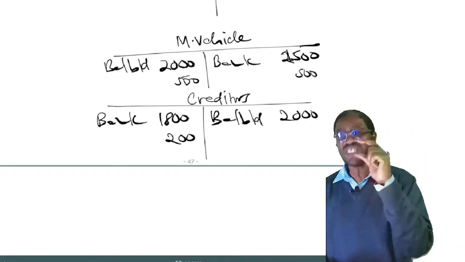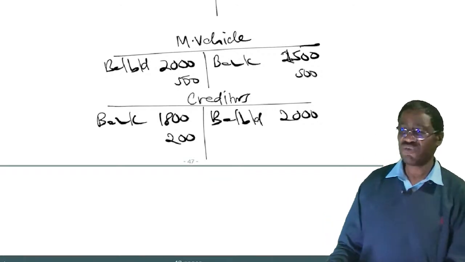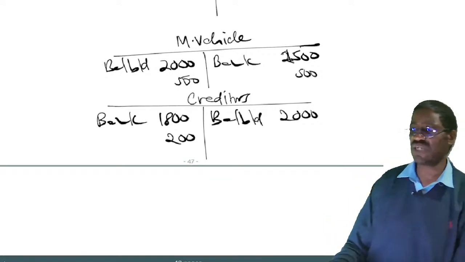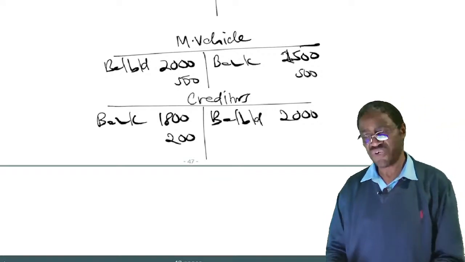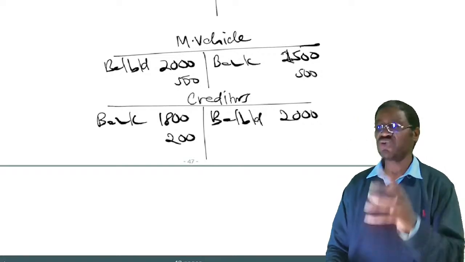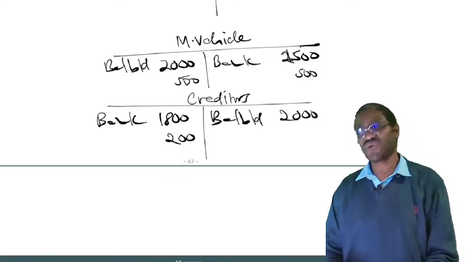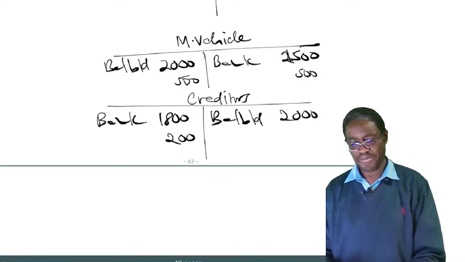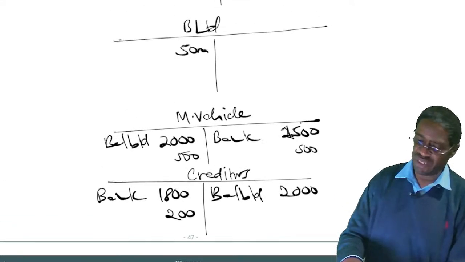If there is any discount that we are receiving from creditors, that is what you do. You debit creditors and you credit realization. Good. That's our entry number 6.